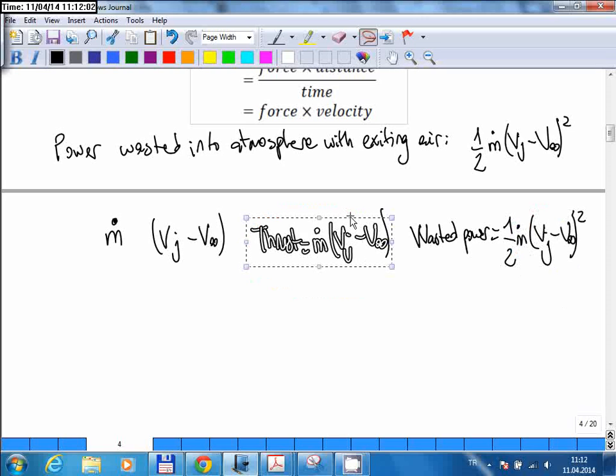So this just comes from the nature of the problem: if you want to create thrust force, you need to waste some power, and you can't really do it any other way. So, at least using an air-breathing engine like that, you cannot create thrust force with 100% efficiency. Okay?